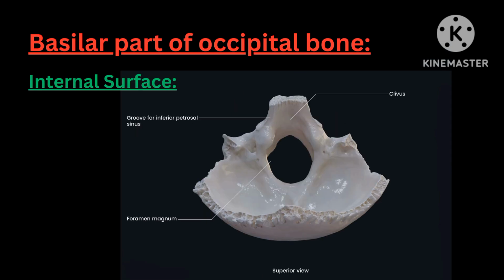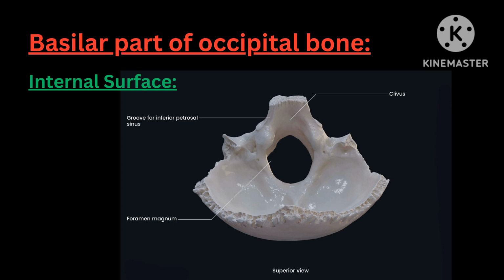The basilar part is the portion of the occipital bone extending anteriorly from the foramen magnum and joining with the body of the sphenoid bone. This part of the occipital bone is also known as the basiocciput. It has two surfaces, internal and external. The internal surface of the basiocciput features two anatomical landmarks: clivus and two grooves for inferior petrosal sinus.